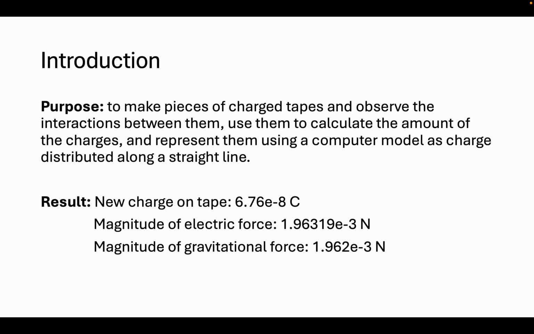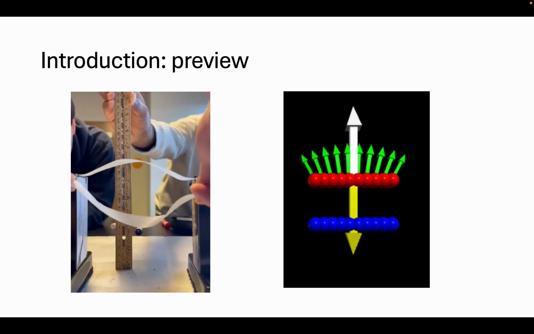Results: the new charge on the tape was calculated to be 6.76 times 10 to the minus 8 power coulombs. The magnitudes of the electric and gravitational force were both 1.96 times 10 to the minus 3rd power newtons.